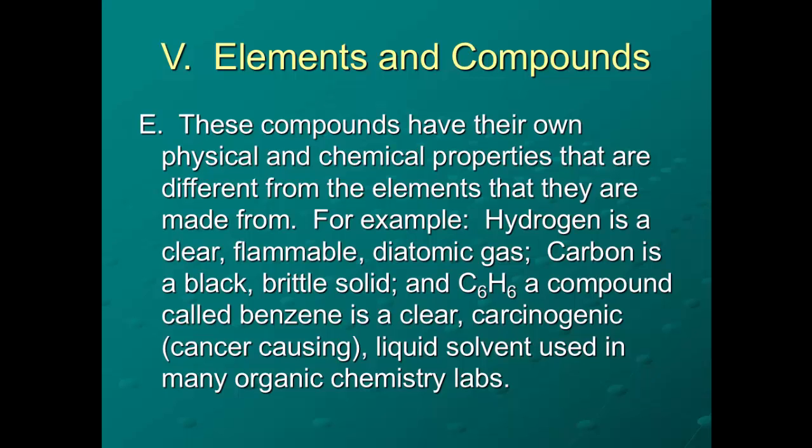Another example would be benzene. Benzene is made out of 6 carbons and 6 hydrogens combined in a ring. And carbon is black and brittle and it's a solid. And hydrogen is a clear, flammable diatomic gas. If you take hydrogen and put flames near it, it lights on fire really strongly. It makes a noise. It happens so fast.